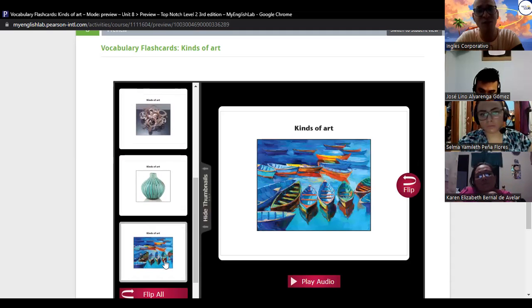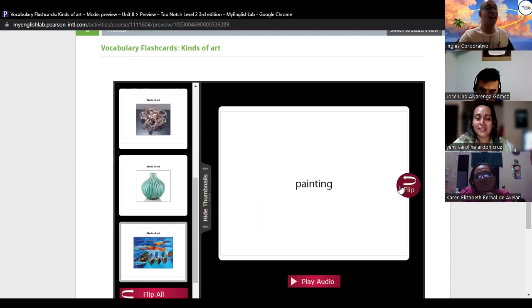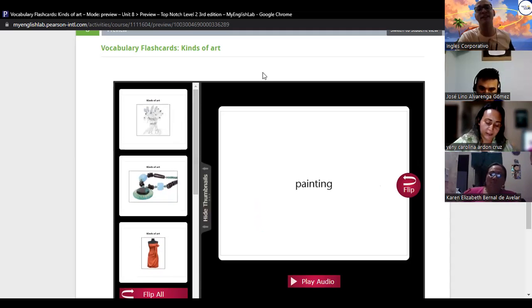Pouring. And the last one that we're going to cover is this one. Painting. Yes, this is painting. Everybody repeat, please. Painting. So these are the different kinds of arts. These are the different words that we're going to have today.